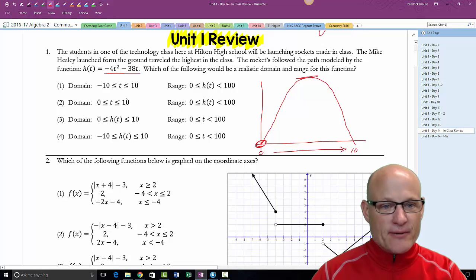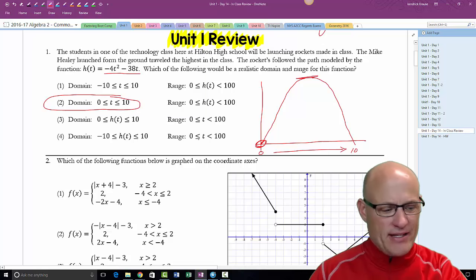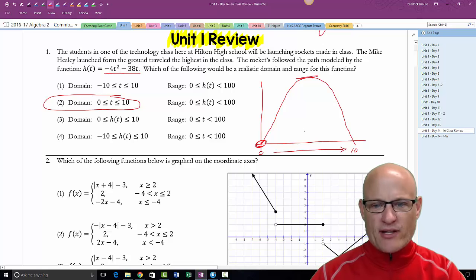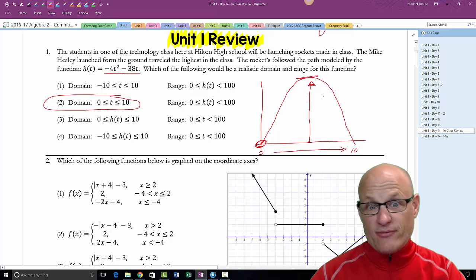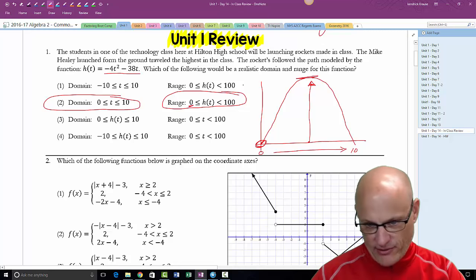Time is 10. So this is time, domain. I'm a little miffed here. I only have one domain where there's time for 10. How about, well, let's just see if the range makes sense. Range would start at 0 and go up, I don't know, 100, 200 feet, something like that. Well, okay, maybe the range going up 100 feet would make sense. It starts at 0, goes up to 100. So that one's the only one that makes sense.